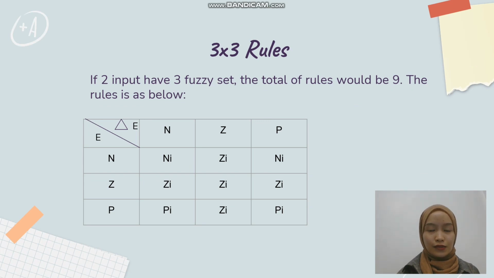For this project, we are using 3 times 3 rules. If the two inputs have 3 fuzzy sets, the total number of rules would be 9. For example, in this table, we use negative, 0 and positive, and the output will be in the table.